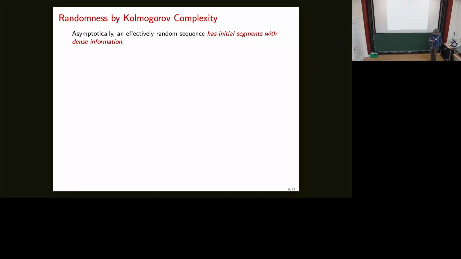Okay, so that sort of thing is looking at the bits of the sequence and saying that something about the bits of the sequence is determining that it's random in the end. So that's where this attempt to define randomness originates. So this is randomness by Kolmogorov complexity. So asymptotically, you could say, an effectively random sequence has initial segments with dense information.